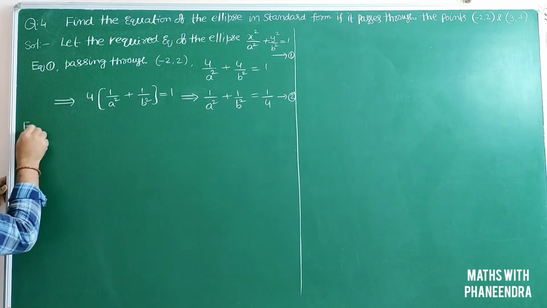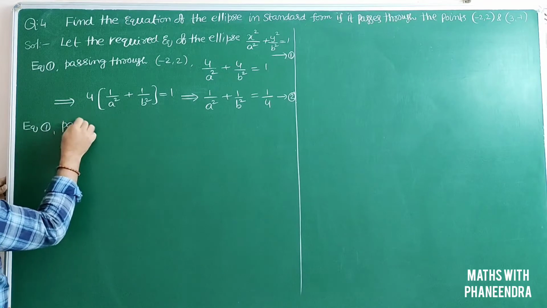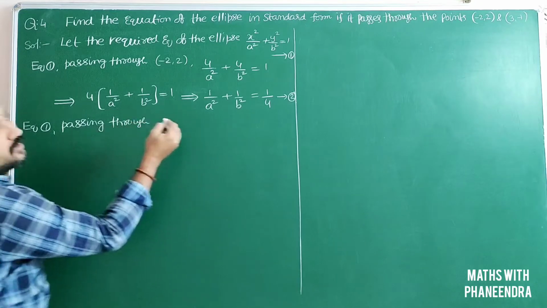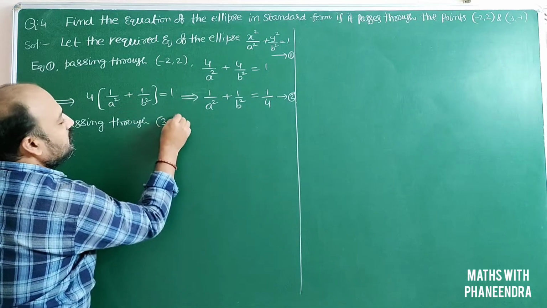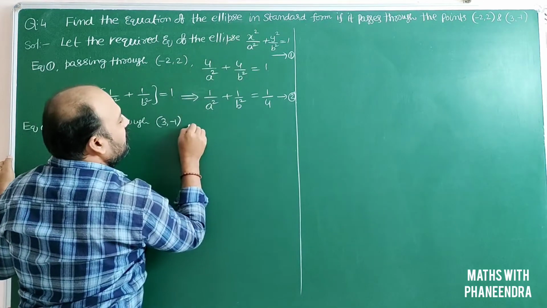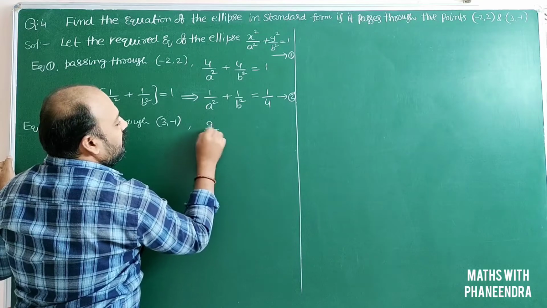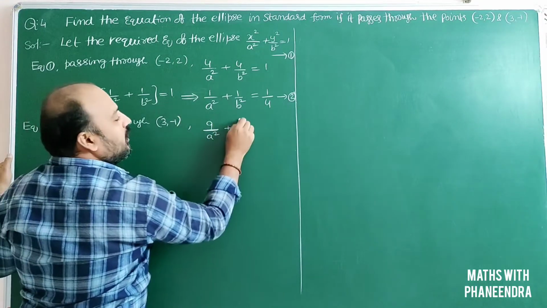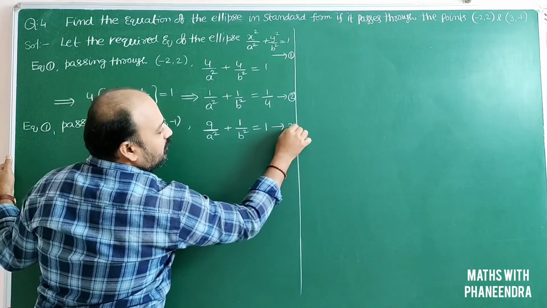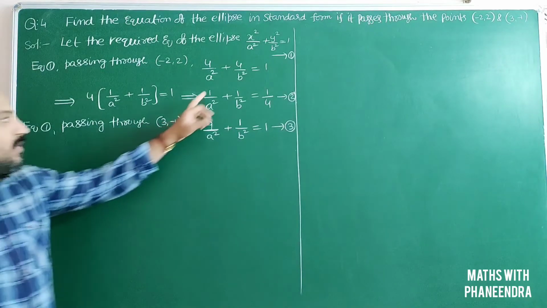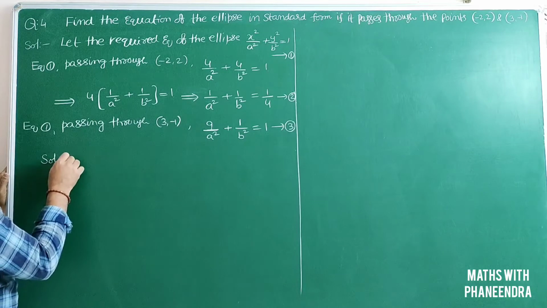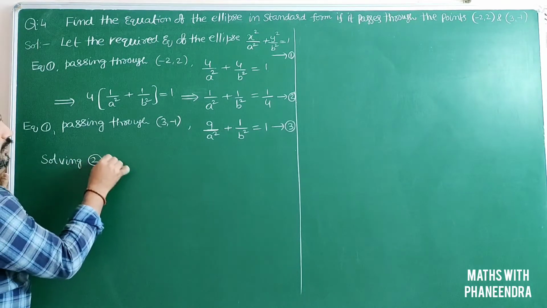Next, equation 1 passing through the second point. What is the second point? (3, -1). In place of x and y substitute 3 and -1. 3 square, 9 by a square, plus (-1) whole square, 1 by b square, is equal to 1. It should be equation 3. So solving equation 2 and equation 3.